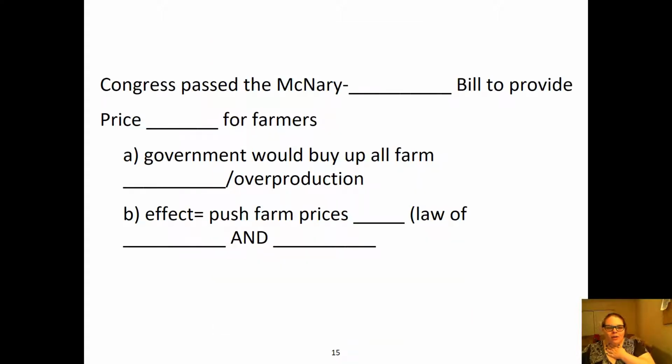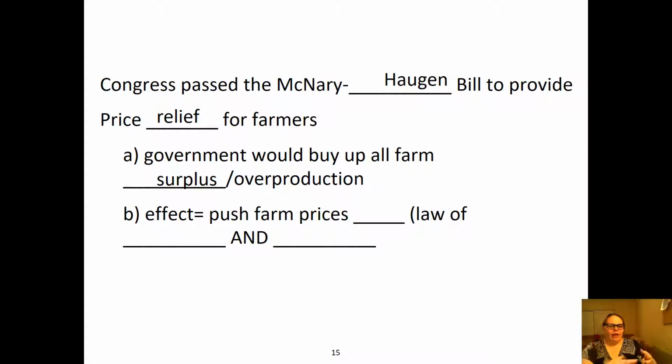A little bit of monetary policy here. Congress is going to try to help the farmers. They passed the McNary-Haugen bill to provide price relief for farmers. They basically create subsidies. The government would buy up all the surplus, all the extra crops that were grown, which would lower the supply, right?